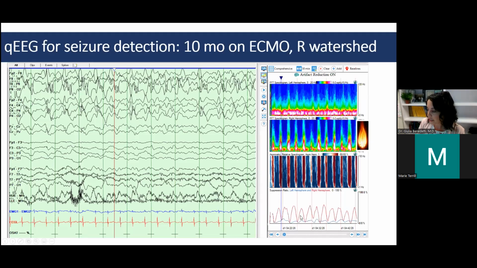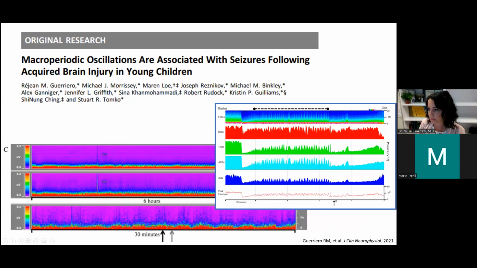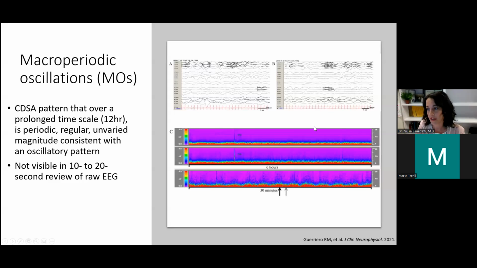And if you take a step back, you kind of notice this really regular oscillatory pattern to her seizure frequency, with them happening every few minutes. So Dr. Reg Guerrero and his colleagues at St. Louis Children's Hospital also noticed this pattern. So they, in 2021, published their findings for this pattern, which they termed macroperiodic oscillations.